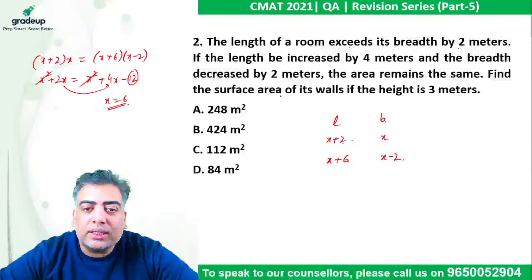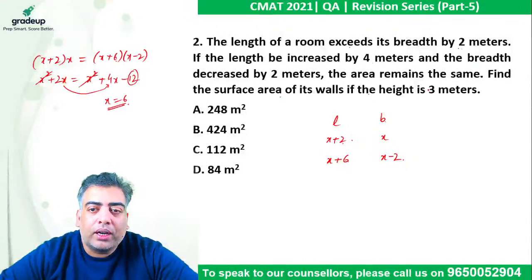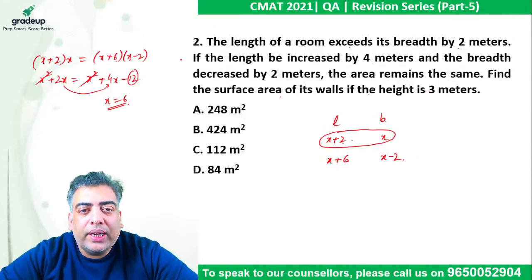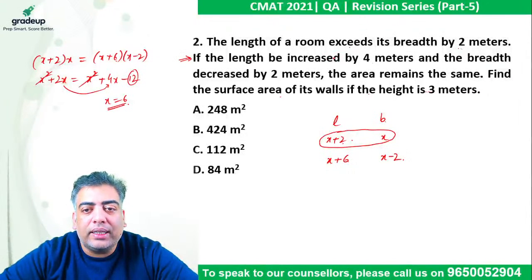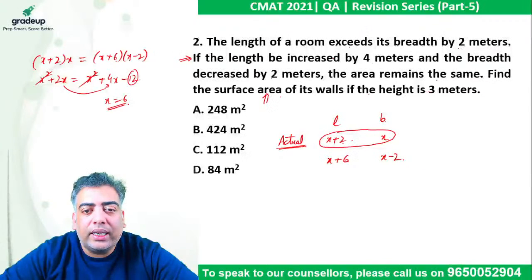Then he says find the surface area of its walls if the height is 3 meter. Now in this case, please keep in mind this is the original length and breadth, and we are given a condition that if it is increased and decreased by this, area remains the same. So this is the actual value which we have to use to calculate surface area of its wall. Which means length will be 6 plus 2, 8, breadth will be 6, and height will be 3.